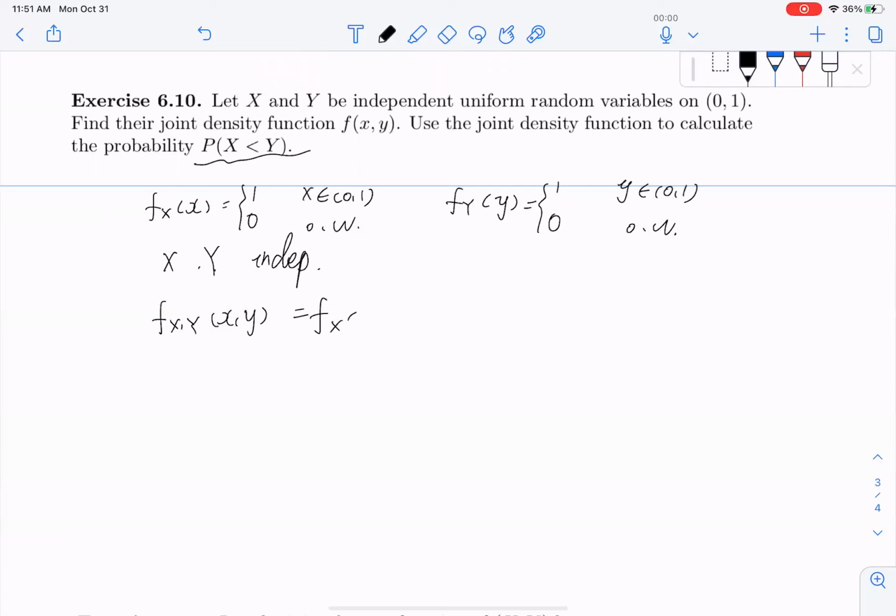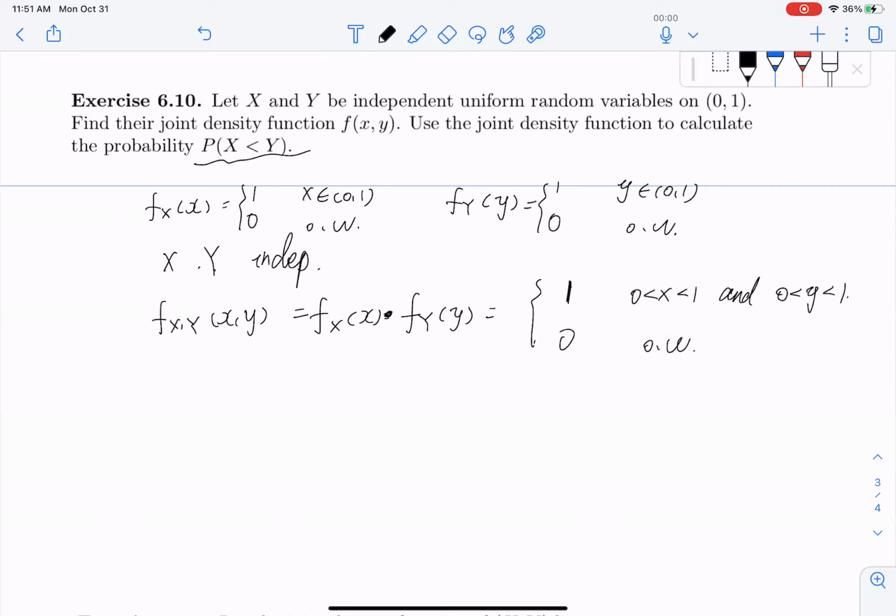Okay. So that the joint density function is just the product of f_X times f_Y. So it's equal to 1 when X is between 0 and 1 and Y is between 0 and 1, and otherwise it's just 0. So if X is between 0 and 1, but Y is not in 0, 1, then the product will still be 0. So we require both of them to be true. Then the joint function is 1.